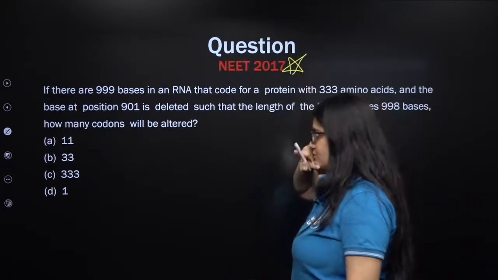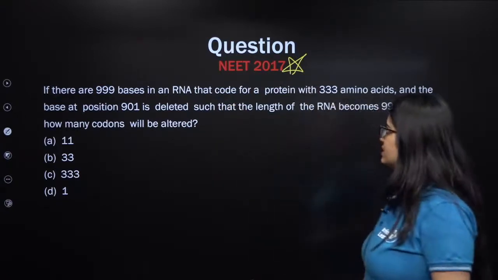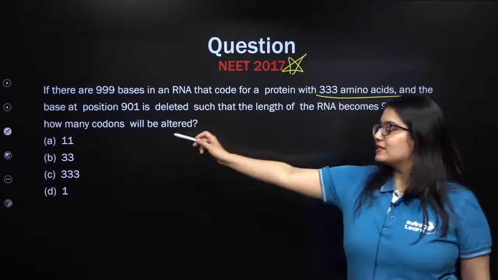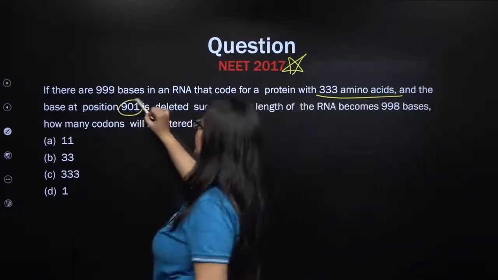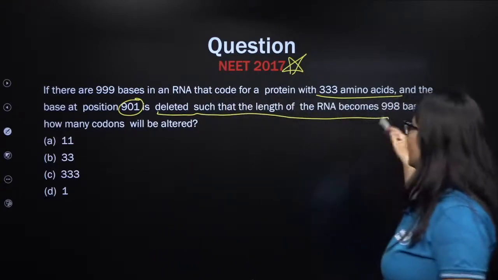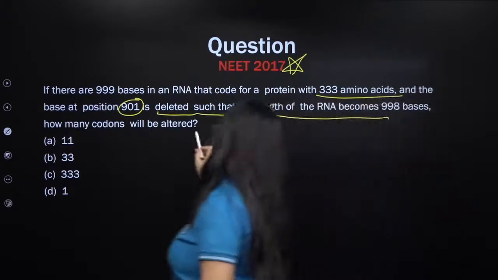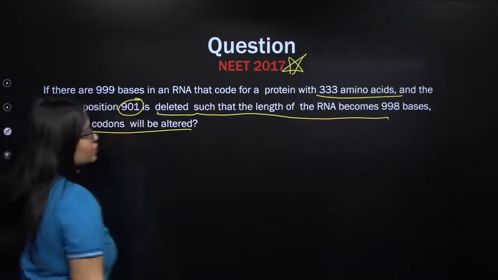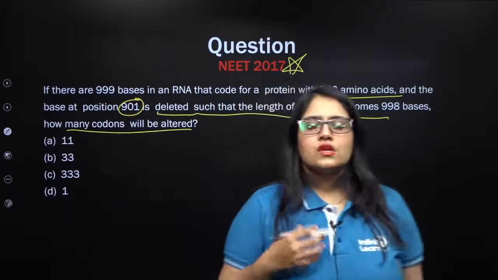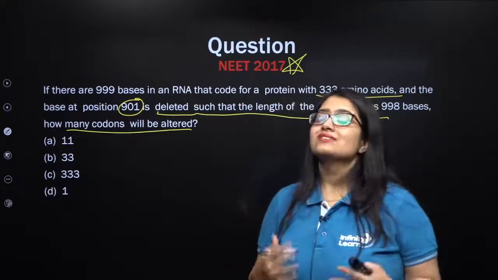2017. There are 999 bases in RNA that code for a protein with 333 amino acids, and the base at position 901 is deleted such that the length of the RNA becomes 998 bases. How many codons are altered? So in such a question, my dear students, let me teach you the approach that you should follow, because they are asking how many codons are altered.